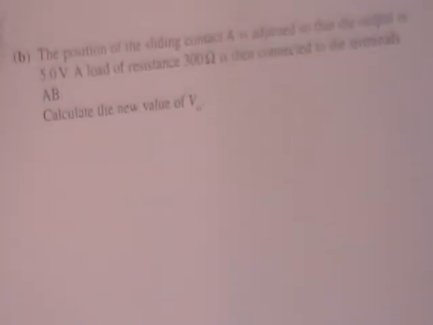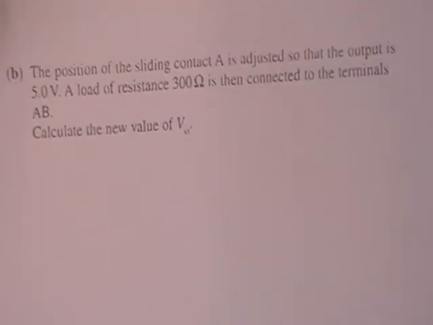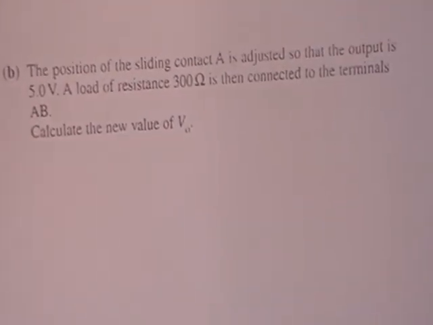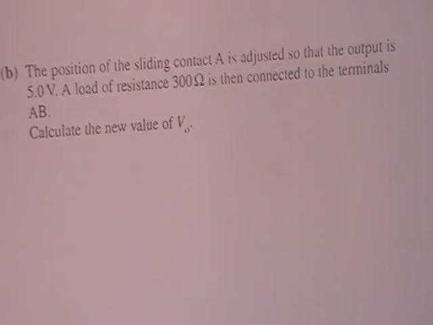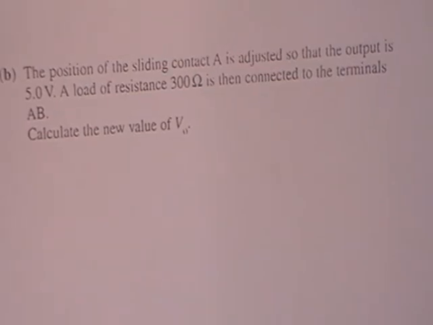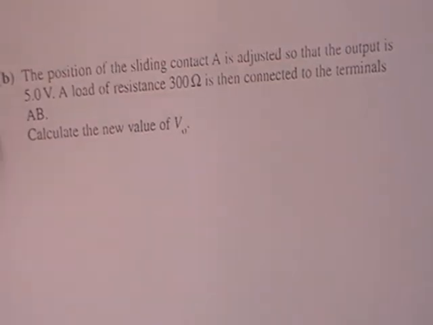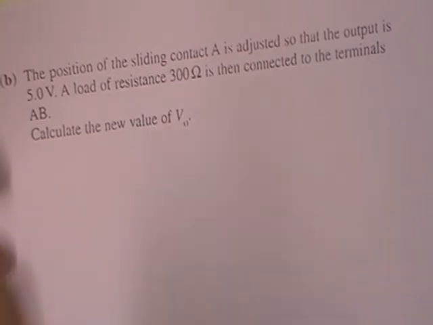The position of the sliding contact is adjusted so that the output is 5 volts. A load of resistance 300 ohms is then connected to the terminals AB. Calculate the new value of V out. Right, so the output is 5 volts from where A is at. So the first thing I'm going to do is calculate how much resistance that is equivalent to.